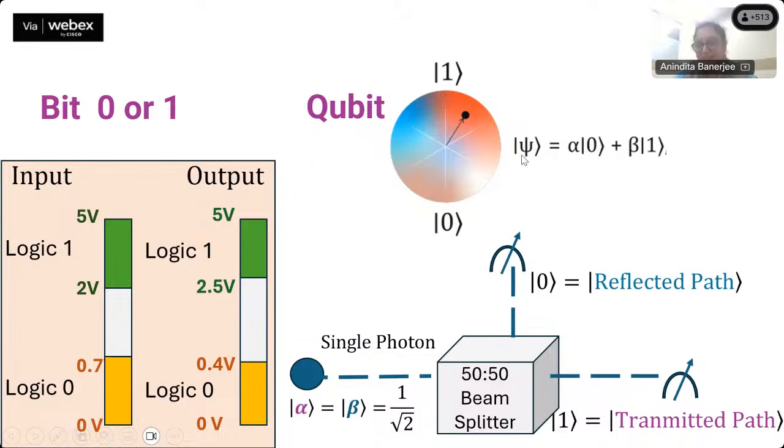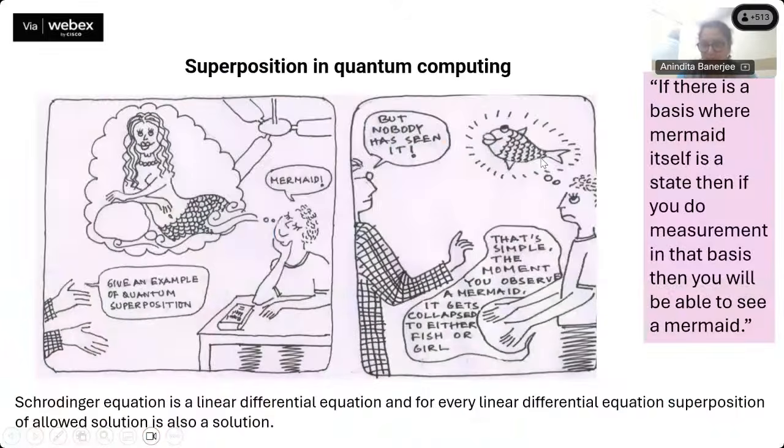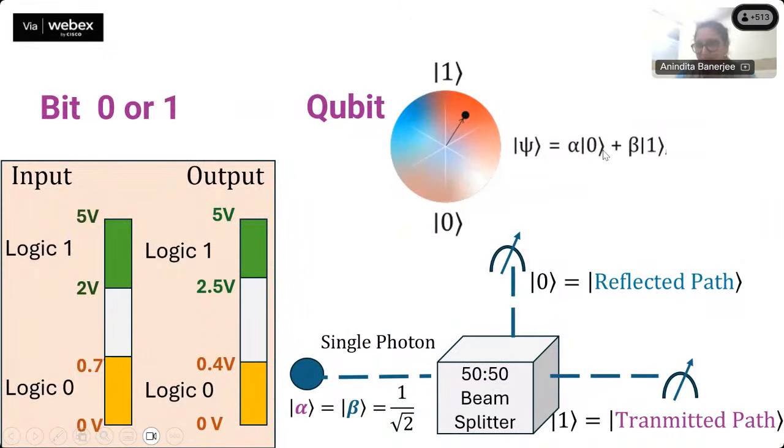So this is ket psi, an arbitrary quantum state. Now this is ket 0. Ket 0 and ket 1 are quantum states, and these are the computational basis states. Alpha and beta are complex numbers, and they tell you with what probability you'll be finding the state in logic 0, in ket 0, and the state in ket 1.